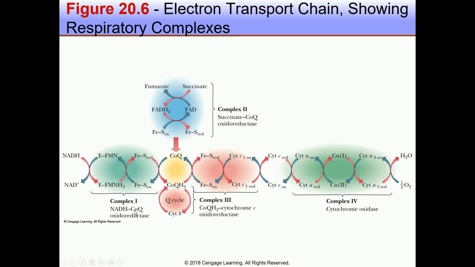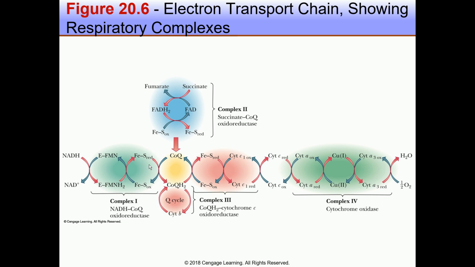So this is complex number 1, complex number 2, complex number 3, complex number 4. Complex number 1 is called NADH coenzyme Q oxidoreductase. NADH is an electron carrier which is bringing the electrons from glycolysis, from the conversion step, as well as the Krebs cycle, and it delivers the electrons. So NAD plus is in the form of NADH. It delivers the electrons to complex number 1, and NADH gets oxidized to NAD plus.